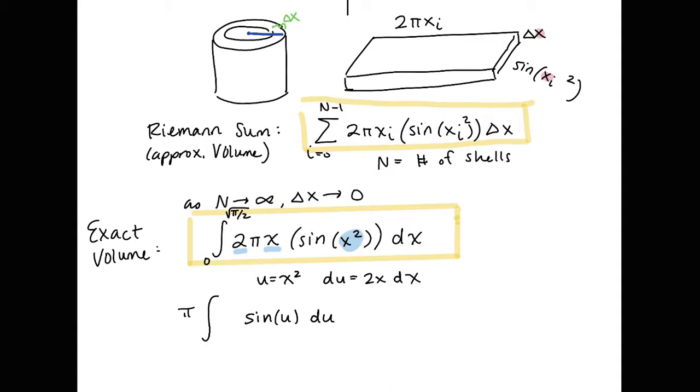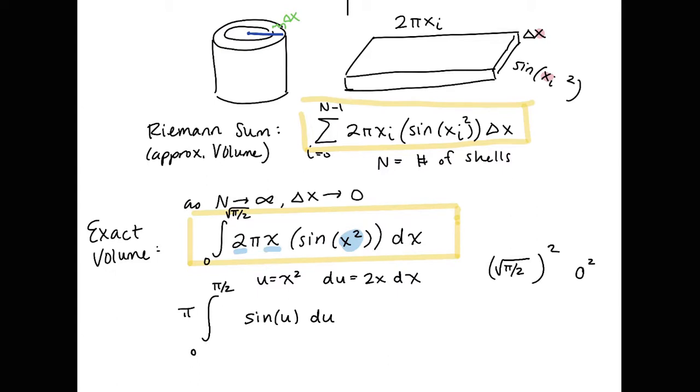So if my u is x squared, then I'm going to plug in those x values. For the u limits, root pi over 2 squared and 0 squared are my new limits. So 0 and pi over 2.